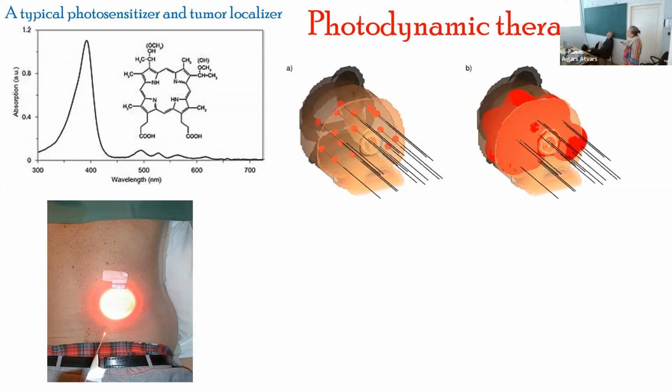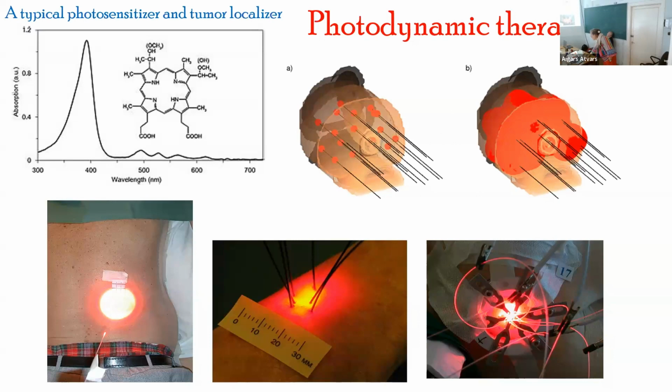This is a typical sensitizer. Chemically, they look very similar to hemoglobin, but it's empty in the middle here. You see no metal is there. For hemoglobin, for example, we have an iron there. For chlorophyll, you have magnesium. So this is very similar to both chlorophyll and heme, but it's a sensitizing agent that we use. And here you see how we would like to utilize this, building up the threshold dose, treating internal tumors. And of course, we do that by using the fibers.